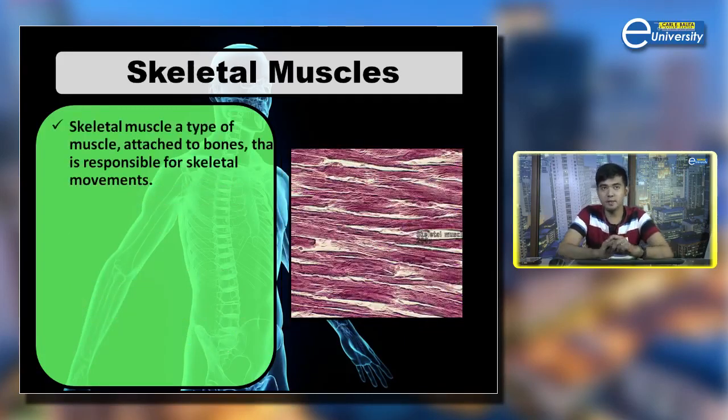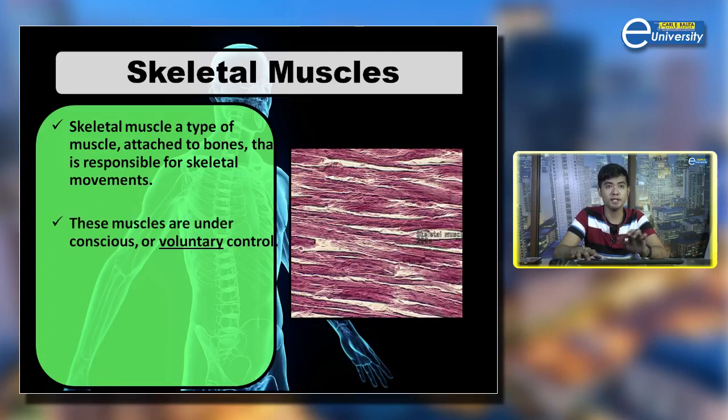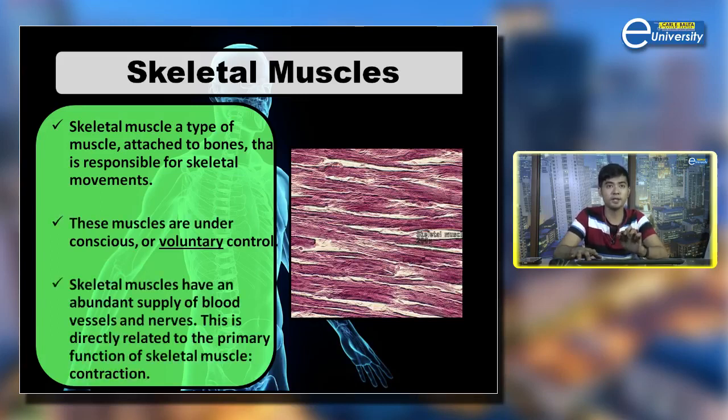Next is the skeletal muscle. Skeletal muscle is a type of muscle attached to the bones that is responsible for skeletal movements. These muscles are under conscious or voluntary control. Skeletal muscles have an abundant supply of blood vessels and nerves. This is directly related to the primary function of the skeletal muscle, the contraction. So that is the main function of skeletal muscle.